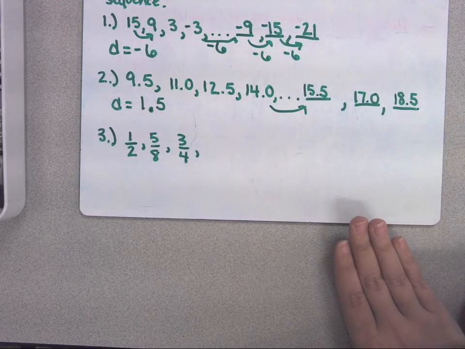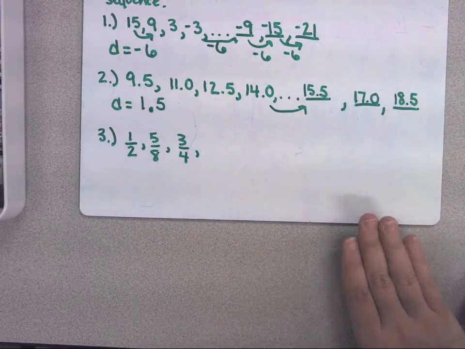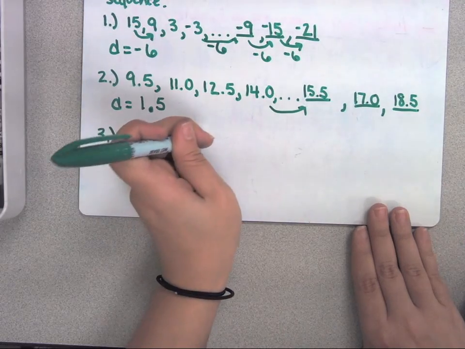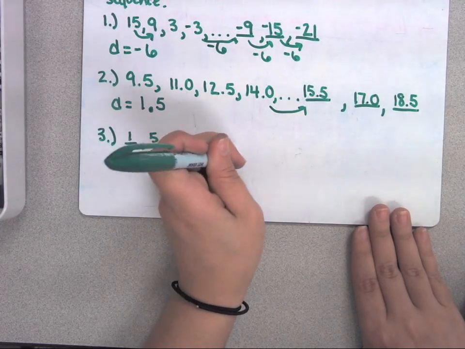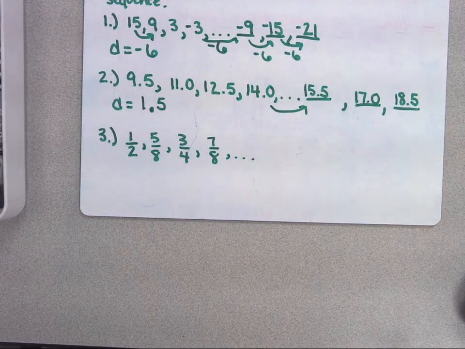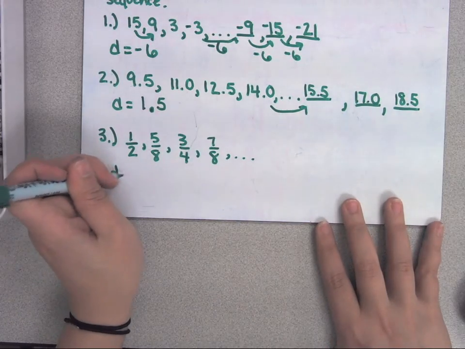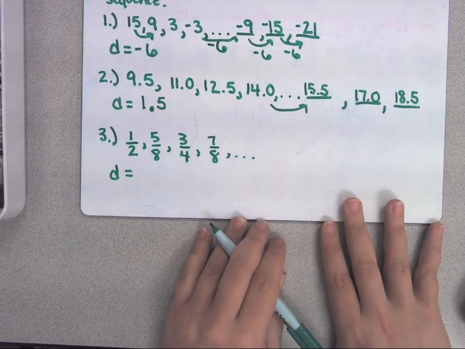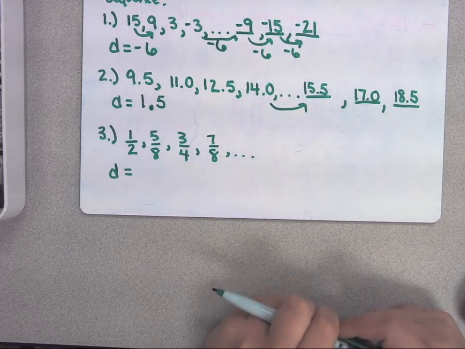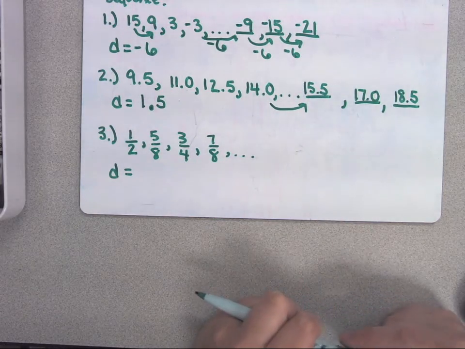I don't actually know this answer. And then 7/8, dot, dot, dot. That is your sequence. It works. We just need to figure out what D is. So now we're going to actually have to use a calculator. It's okay. I'll tell him what it is. See if maybe he can figure it out.